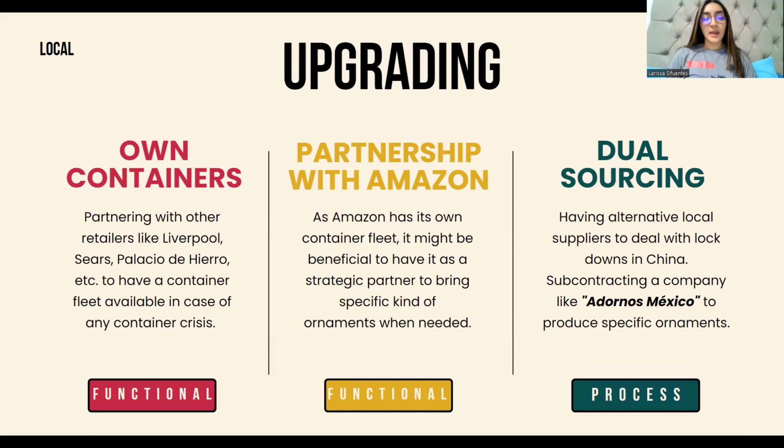To own a container fleet would consist of partnering with other retailers like Liverpool, Sears, Palacio de Hierro, etc., to have this fleet available in case of any container crisis. This would help distribute the cost of maintaining a fleet between many partners, but also have these containers available when needed. And for the partnership with Amazon, as it has its own fleet, it might be beneficial to have it as a strategic planning partner to bring specific kinds of ornaments when needed.